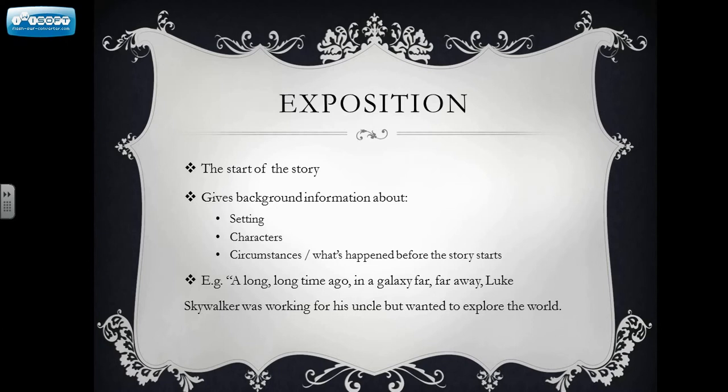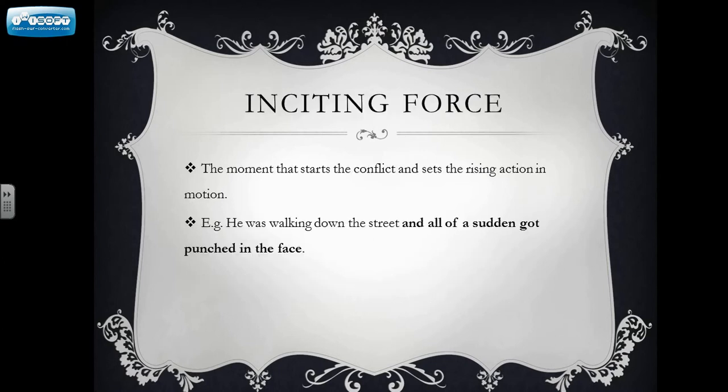So the exposition is the start of the story. It gives background information about the setting, the characters, and the circumstances. So what things have happened before the story starts. So for example, a long time ago in a galaxy far away, we've got the setting being established there. Luke Skywalker, we've got a main character, was working for his uncle, so the circumstances of what his life is like, but he wanted to explore the world. So we've got a bit of an idea of who this person is, where they are, what they're up to.